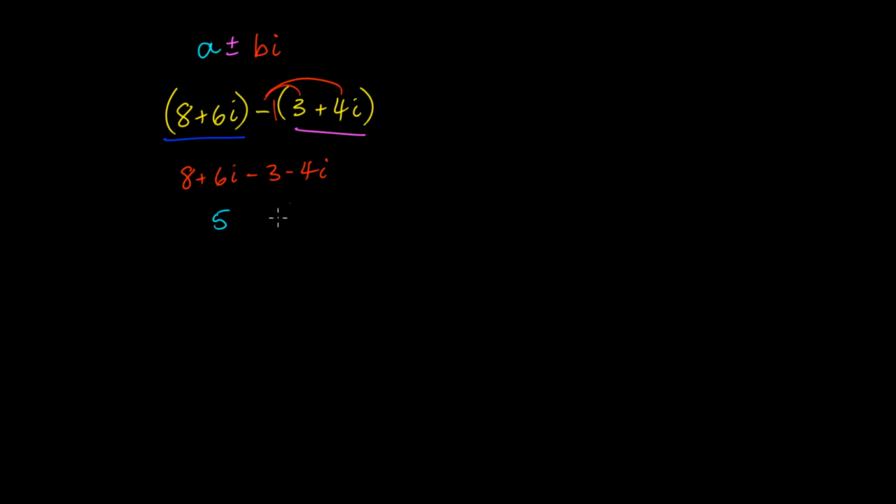And then we combine our imaginary components. 6i minus 4i, which is positive 2i. So this expression simplifies to be 5 plus 2i. So this is an entirely new, unique imaginary number.